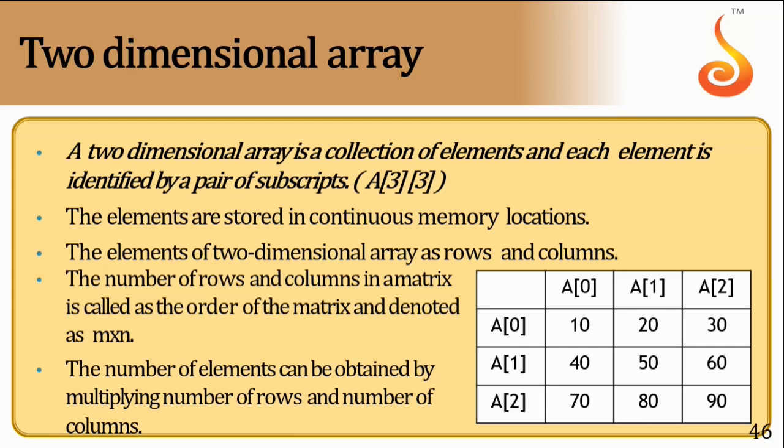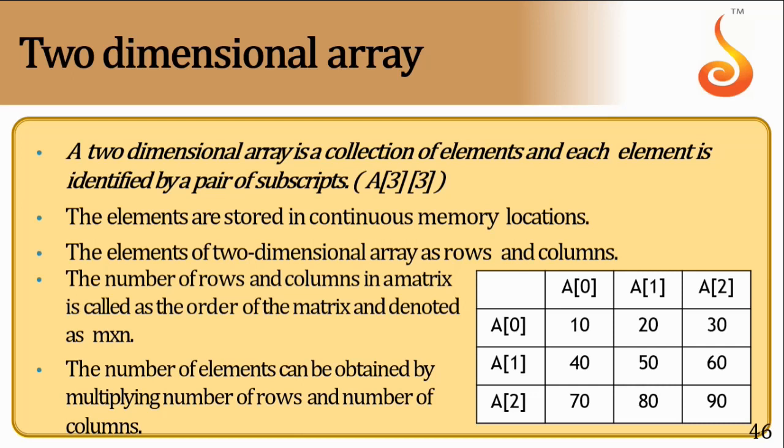A two-dimensional array is a collection of homogeneous set of elements only, wherein each element is identified by a pair of subscripts. The first one is the row number and the second one is the column number, that is R and C. In this example, 10 is identified as the 0th row and 0th column. 20 is 0th row and first column. 30 is 0th row and second column.